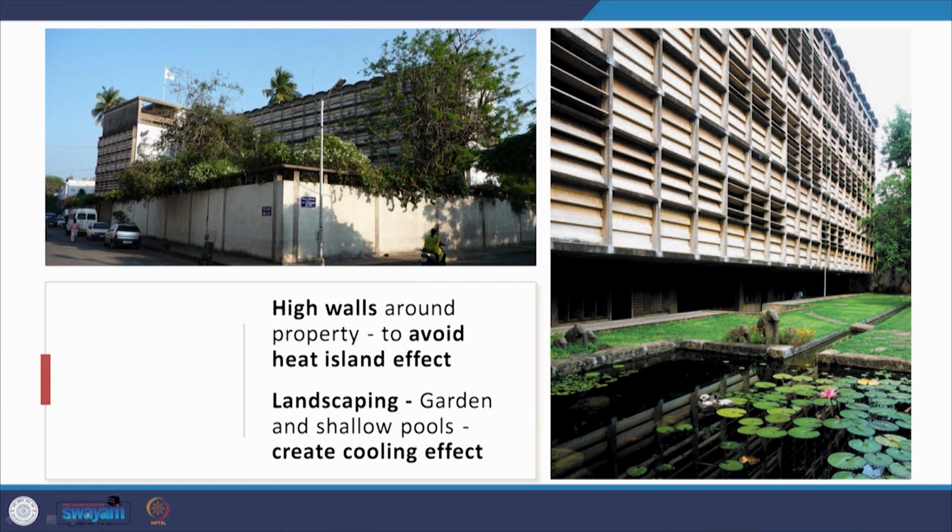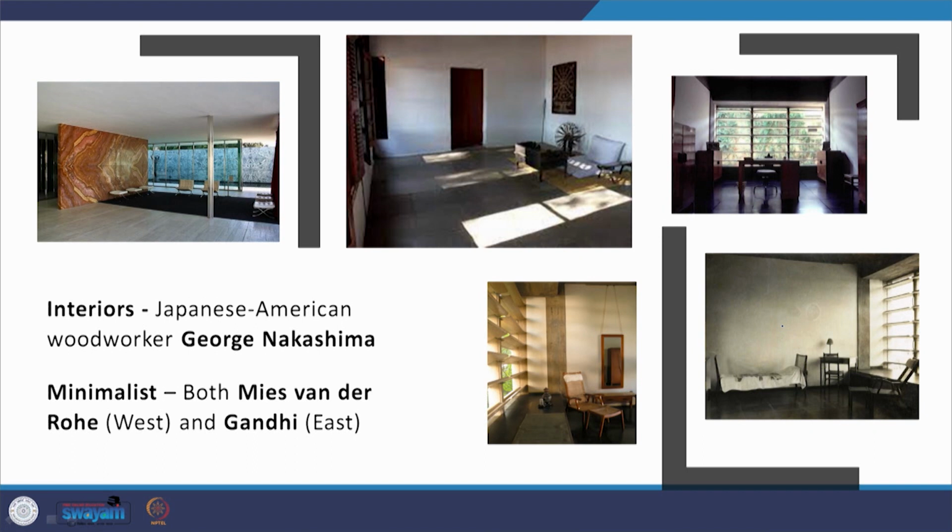Then there are these high walls all around the compound to mitigate the impact of UHI, the urban heat island effect of the city area outside the building site, and landscaping within, garden and pools of water help in creating a microclimate of cooling within the site of the building. So all these different elements play to make a modernist building suited for the tropical climate.